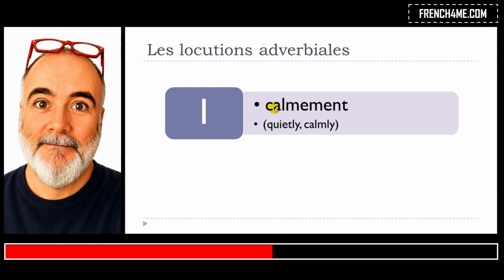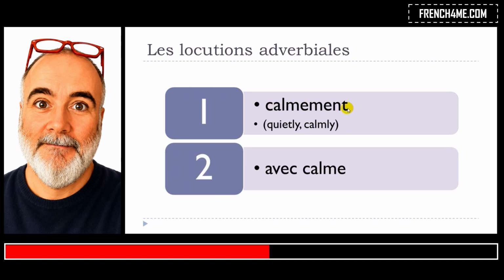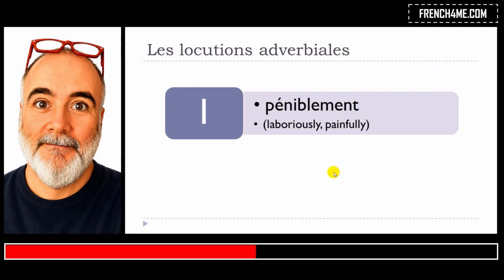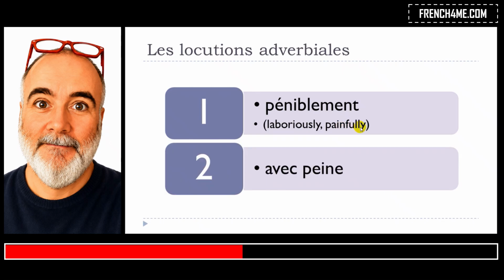Calmement, or then avec calme. Okay, so whether calmement or then avec calme. Péniblement, translation here, or then you could use avec peine, avec peine. All right, so whether péniblement or la locution adverbiale, sorry, avec peine.